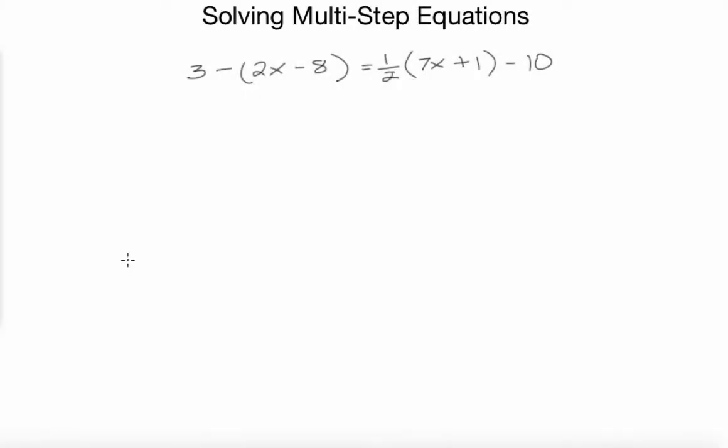Right, second example of solving multi-step equations. Check out this groovy equation we're going to solve here: 3 minus the quantity 2x minus 8 is equal to half of whatever 7x plus 1 is, minus 10. So we talked about in the first example to first simplify expressions. Simplify both sides.